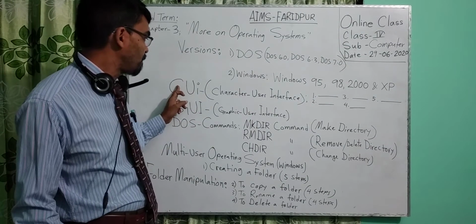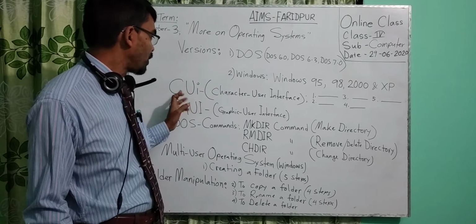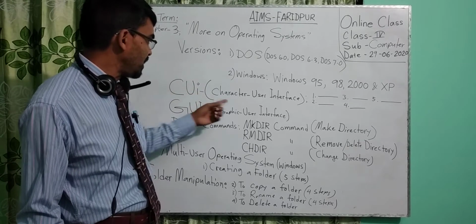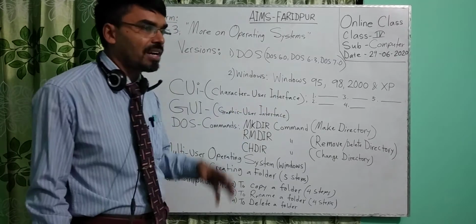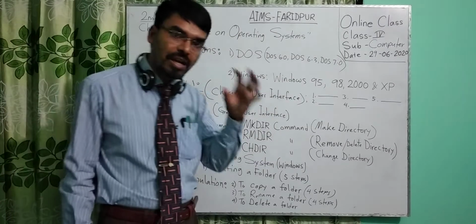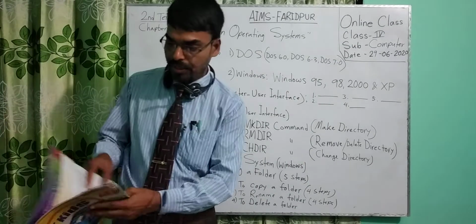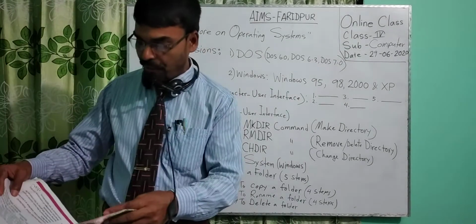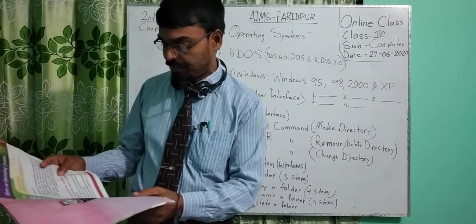See the book. CUI, meaning character user interface. The user's character. What are the characters? You see in the book, 5 characters are given there. Let us see in the book.